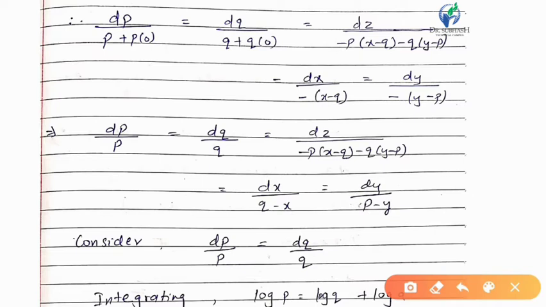Now this term will become 0, so the first term will be dp upon p. I'll go to the second term. This term is 0. So dq upon q will be my third term. The next term, the dz term, I am keeping as it is. The dx term I am seeing. I will multiply minus inside the bracket. So the denominator will become q minus x. In the same way, for the dy term, the last term, I will multiply this minus inside the bracket. So I get p minus y.